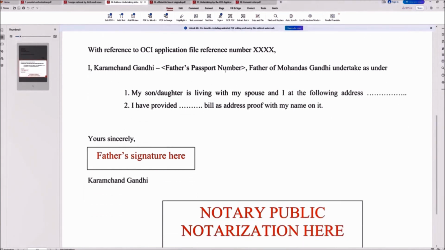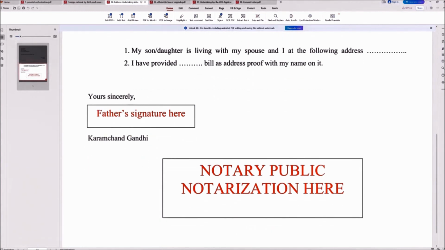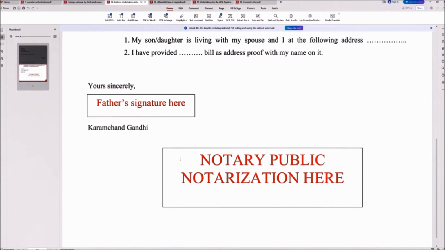father's passport number, father of applicant's name or child's name, undertake as under, my son or daughter is living with my spouse and I at the following address, and I have provided dash bill or driving license or any other proof as address proof with my name on it. Yours sincerely. Then father's signature should be here, and then it has to be notary public notarization here, both the signature and the stamp, and you need to sign it in front of the notary public.